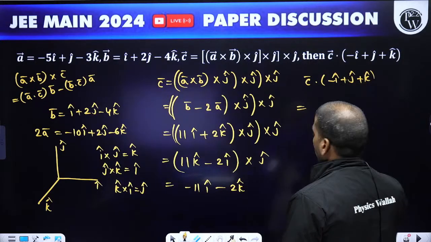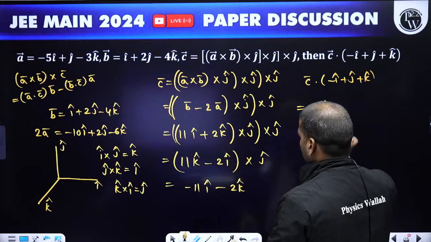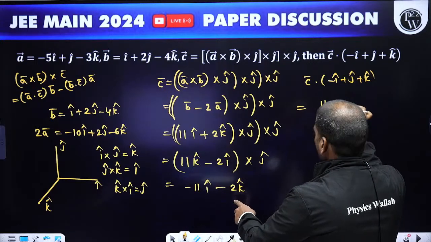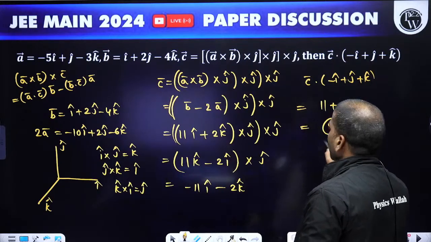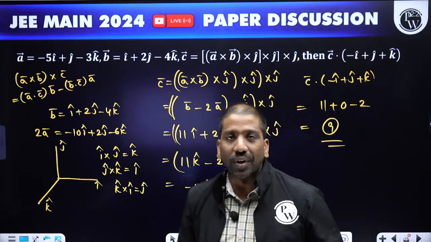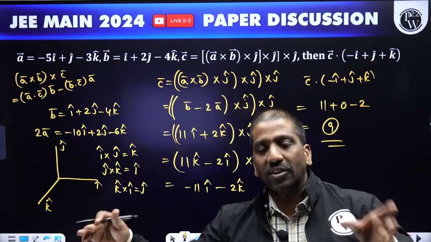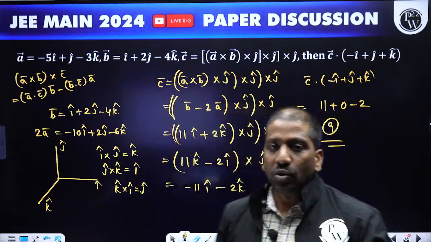What do you get? i, so plus 11. j, 0. k, minus 2. So 11 minus 2, that is 9. So this is the easiest way. Instead of finding a cross b and substituting and again repeating, this is one way.